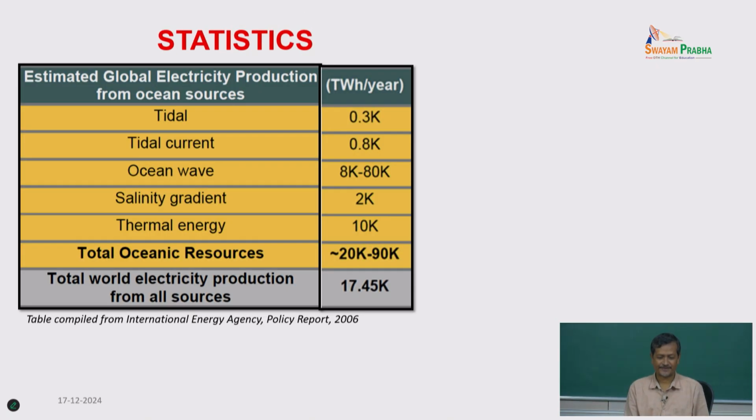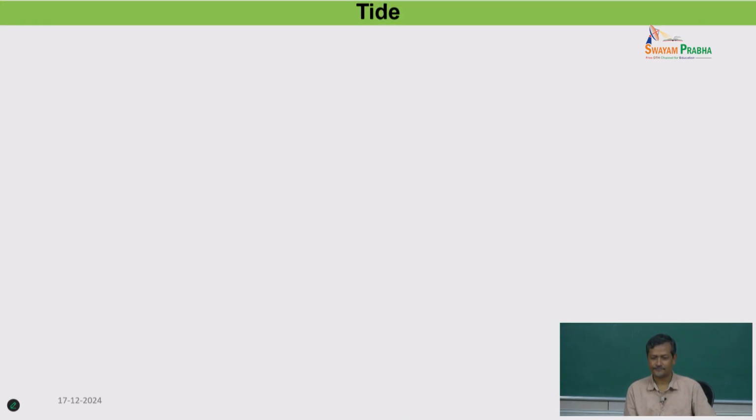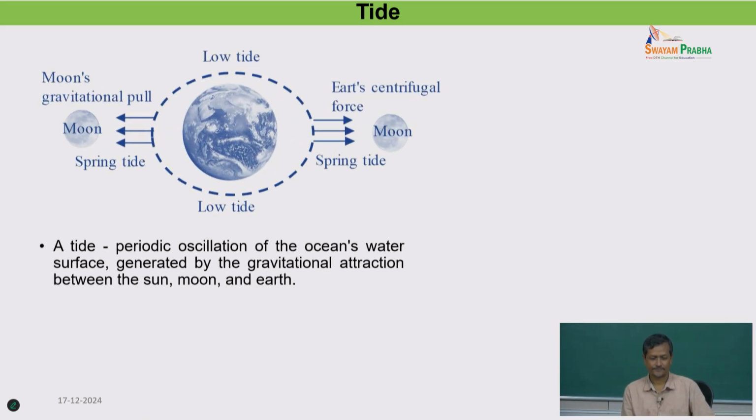You can see some statistics taken from long back, 2006 data. So, a huge amount of energy is available: tidal energy, ocean wave, salinity gradient, thermal energy. You have seen in your school book, tide is formed because of lunar and solar effect. If the sun and moon are in opposite directions, the tide will be more, but if in perpendicular directions, the tide will be less. Because of that, tide is getting created.